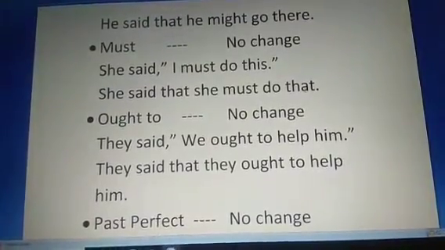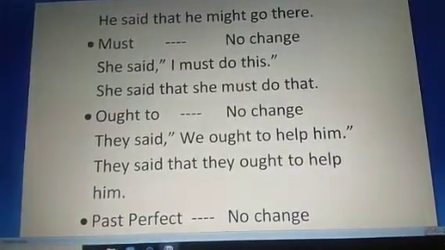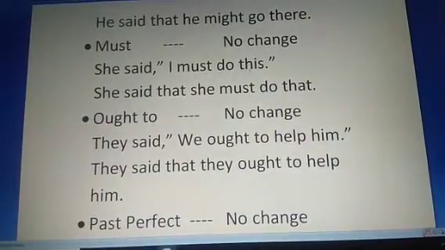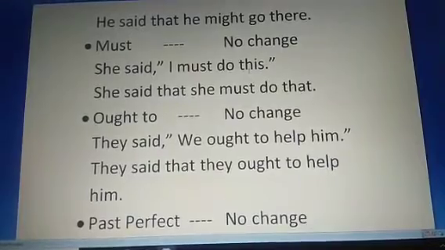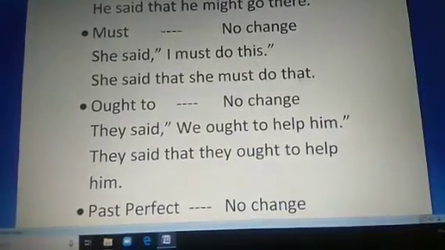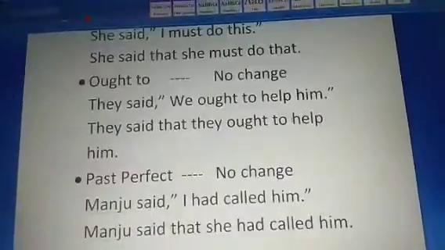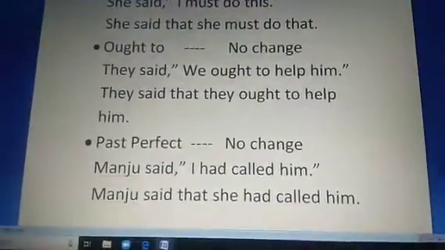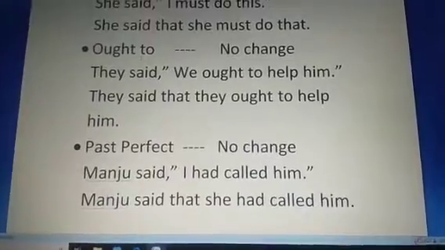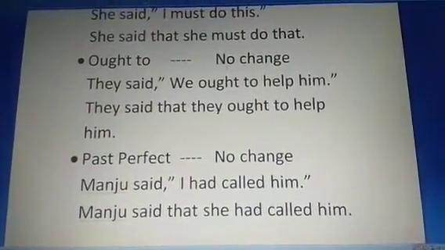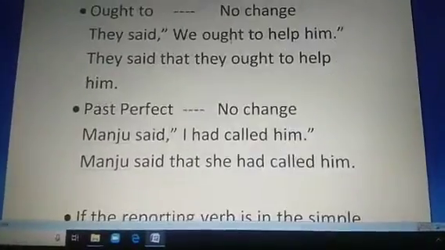Now there is a very important change in this, and that change is that. Now, this, which is a part of the reported speech, has been converted into that in indirect speech. And this is a rule. And the next one is ought to. Now, again, ought to will not be changed. It will be kept as it is. It will have to be kept as it is.